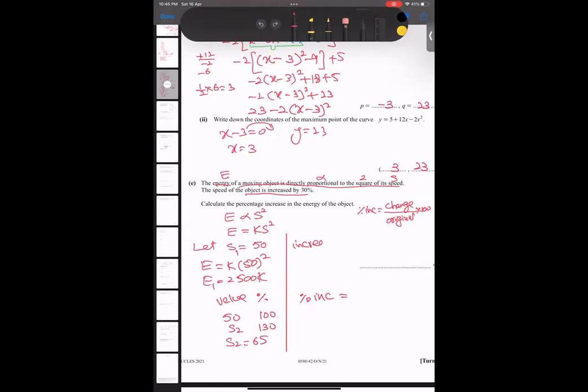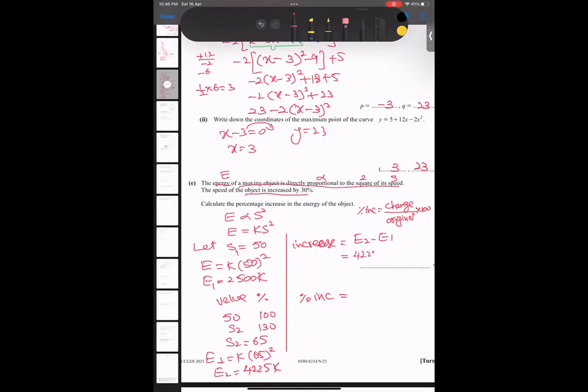So it means this, I got E2, and E2 becomes K times 65 square. And I'm getting E2 value becomes 65 square. It becomes 4225K. And what is the formula? Increase, what is the increase formula? So E2 minus E1, this is called increase. So I'm writing here E2 minus E1 is called increase.